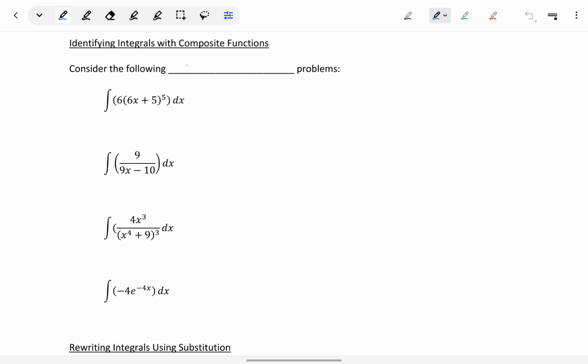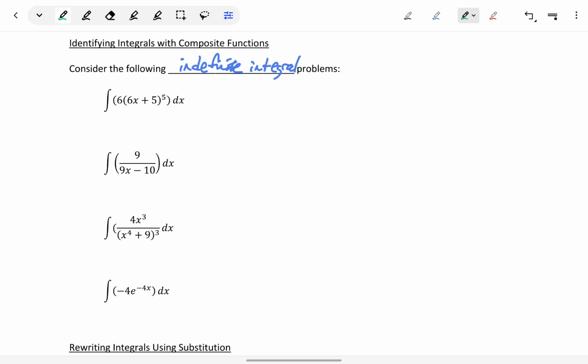So we want to consider each of the following indefinite integral problems, which is again differentiated from a definite integral because we don't have an upper and lower bound on that integral sign. So rather than finding just a number, we should be looking for a function.